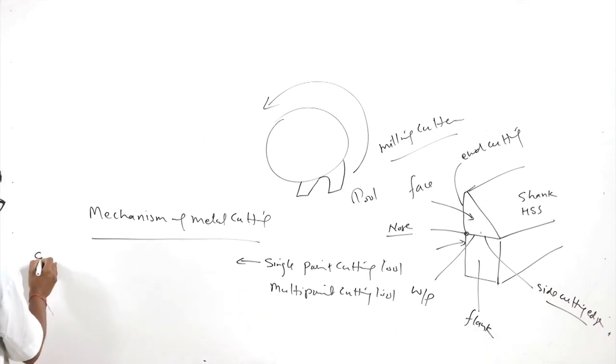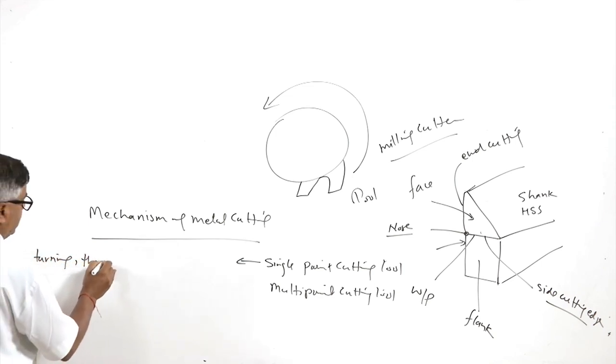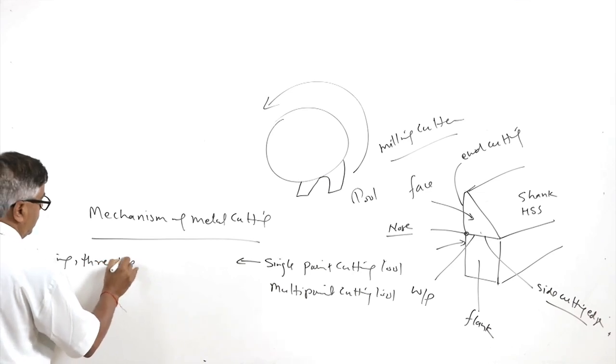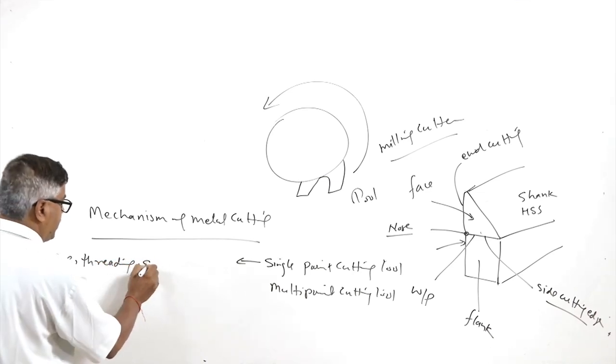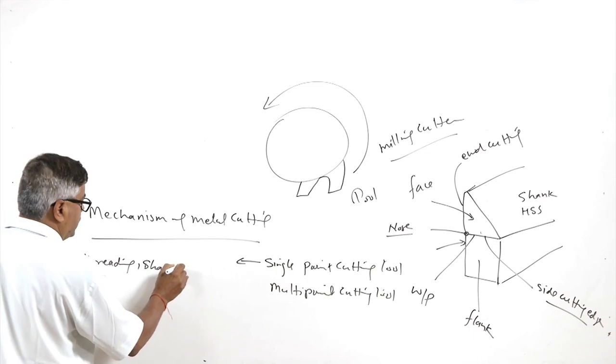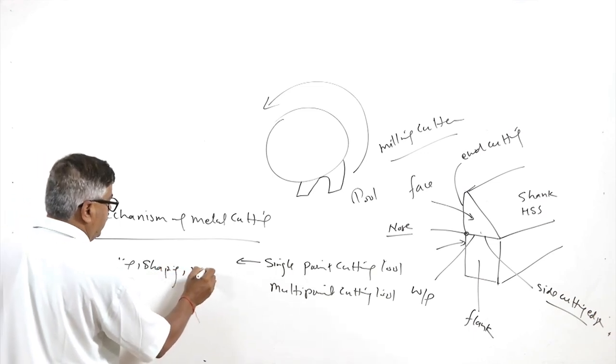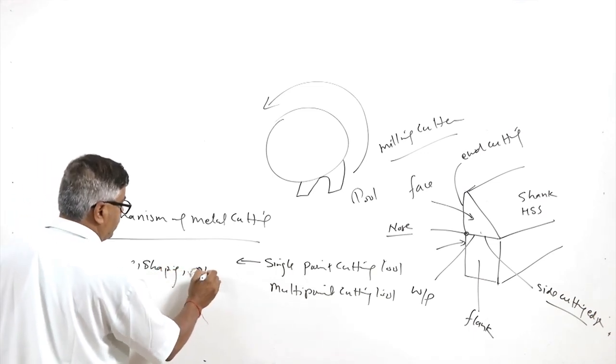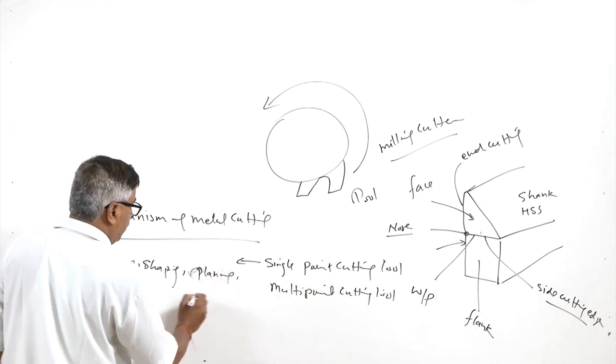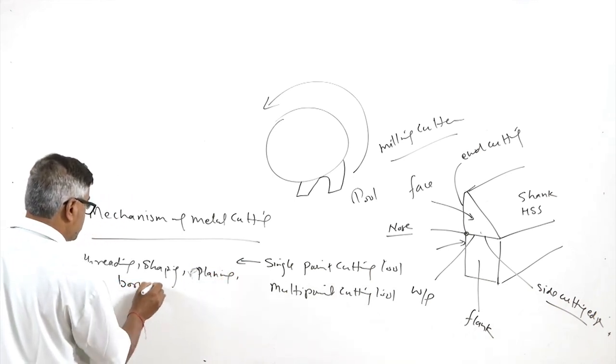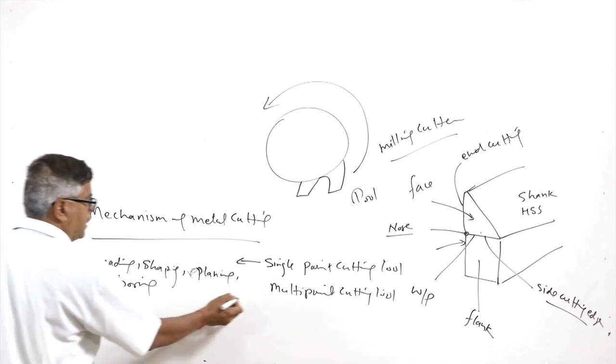There is a very wide range of processes which use a single point cutting tool. For example, the processes carried out on the lathe machine, such as turning and threading, then shaping on the shaper, and then planing and boring. All these processes use the single point cutting tool.